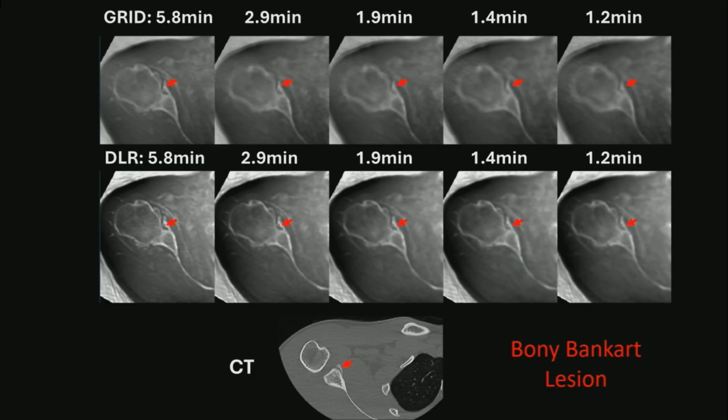Here is an example from a patient. In the top row, you can see gridding reconstruction with different acceleration factors. The bottom row is the deep learning reconstruction with CG-SENSE. The arrow points to the bone lesion, which is confirmed by CT at the bottom. As you can see on the top row, the pathology gets blurred out as we reduce scan time. However, it is relatively maintained up to 1.2 minutes at the bottom.